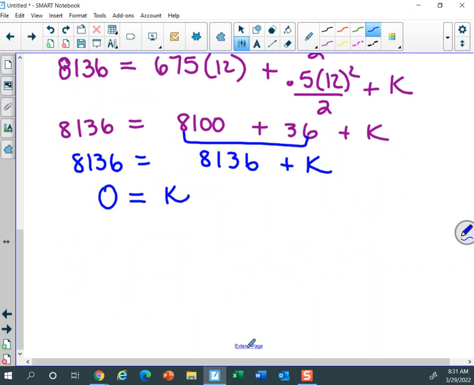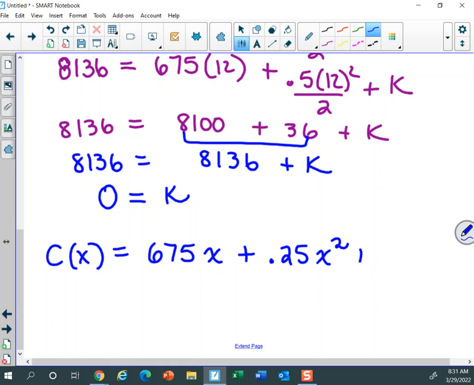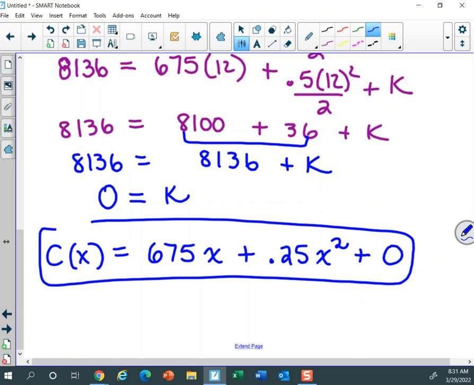And all that K number does is go back to our function and become the last little piece of the function. So my cost function, 675x minus, or no, plus, well, let me fix that. If I have a 0.5 and divide it by 2, that's going to be 0.25. So 0.25 x squared plus 0. That's my cost function.